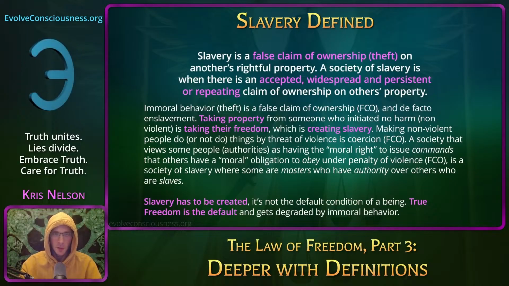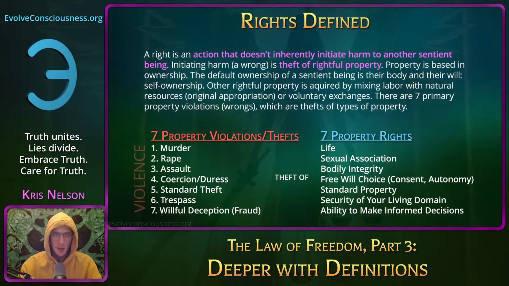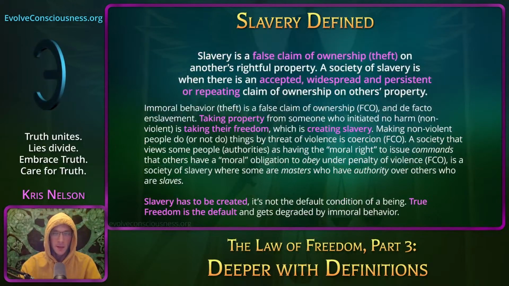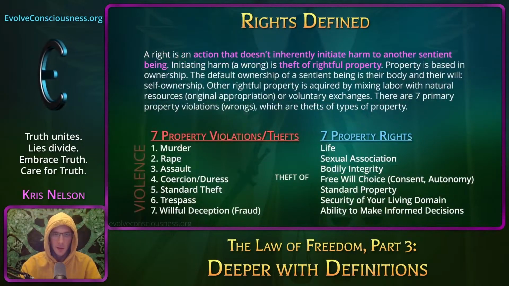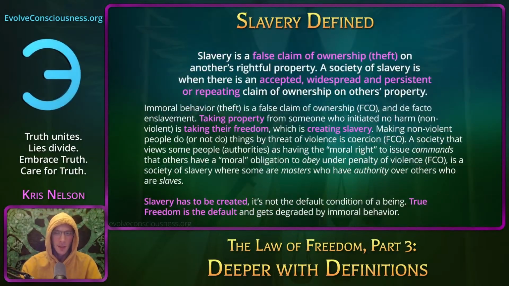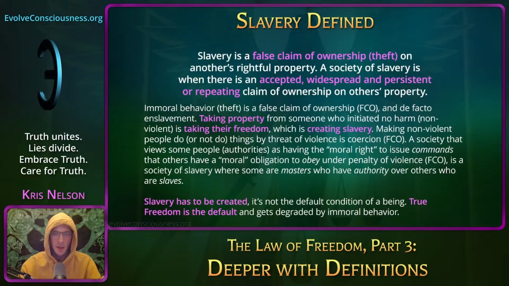Making nonviolent people do or not do things by threat of violence is coercion, which is a false claim of ownership. So that's what the wrongs are, here the property violations and thefts. Another way of looking at it is it's a false claim of ownership because you're claiming to own something. You're making a claim upon someone else's property that you don't own. Hence, it's a false claim of ownership, and that's theft. And that's why they're called thefts. So there's a lot of interrelated terminology and definitions, and you can use different words to mean the same thing.